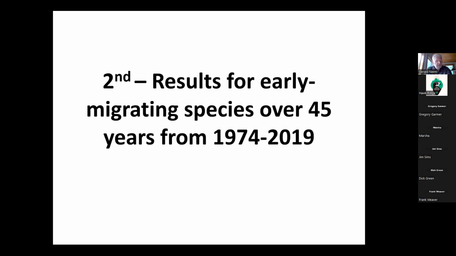Okay, now we move a little closer to the 50 years we had. I'll go to the early migrating species, the species that are more or less done, though maybe not totally, with their major migration period by the time we get into November. And so these results, we'll go from 1974 to 2019. Again, I explained previously why those periods of time.